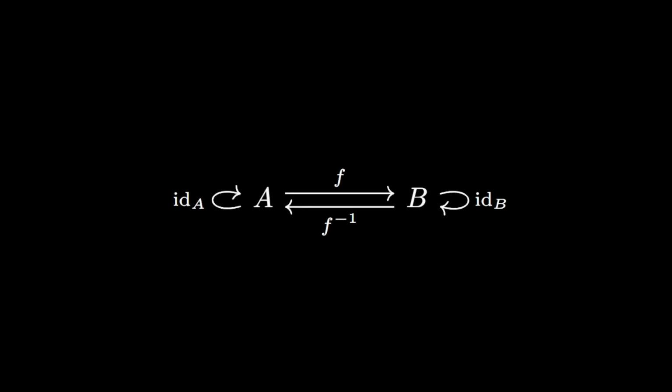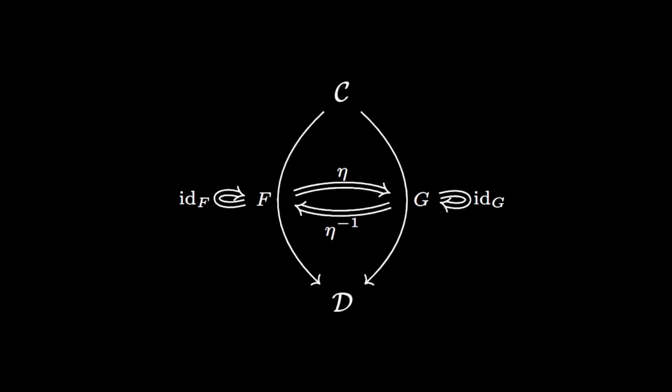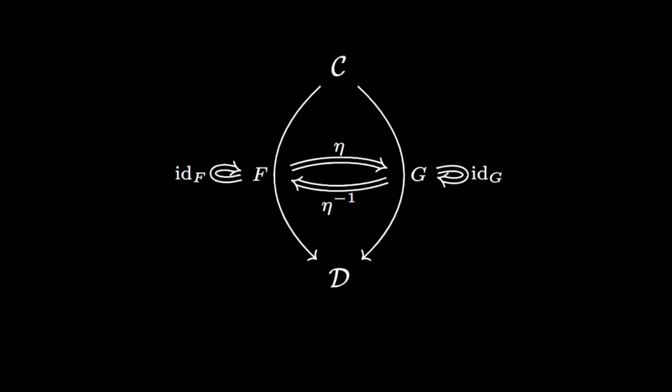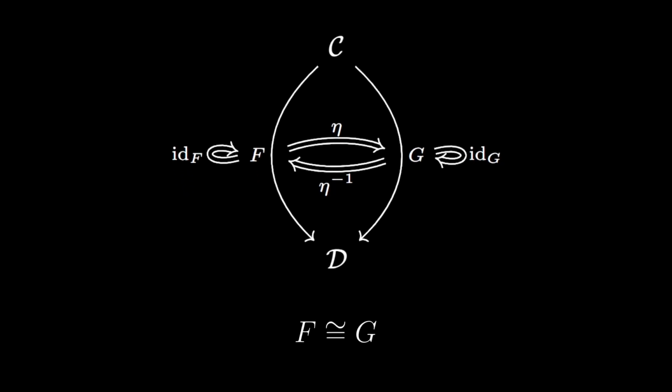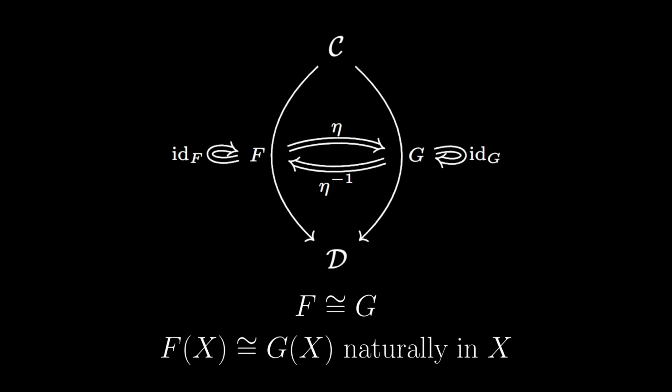Recall the isomorphism diagram. Here, A and B are objects while F is a morphism. If we take the case of a functor category, we have this instead. Now objects are functors and morphisms are natural transformations. In this case, we say that F and G are naturally isomorphic. Because this is just an isomorphism in a particular type of category, we reuse notation and we write this. We also say that F is isomorphic to G naturally in X whenever we need to bind a variable.